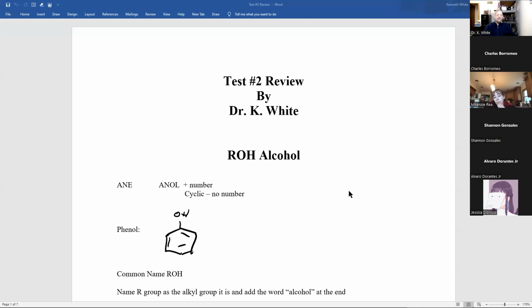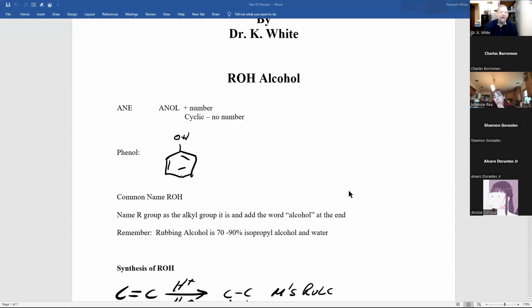All right, let's start out. We talked about alcohols. An alcohol is a hydroxyl group on an R group. And how do you name it? You find the longest chain with the hydroxyl group on it, name it as an alkane, and then drop the E ending and add OL. For acyclic, you need a number. What carbon has the hydroxyl group? And that has priority over alkyl groups.